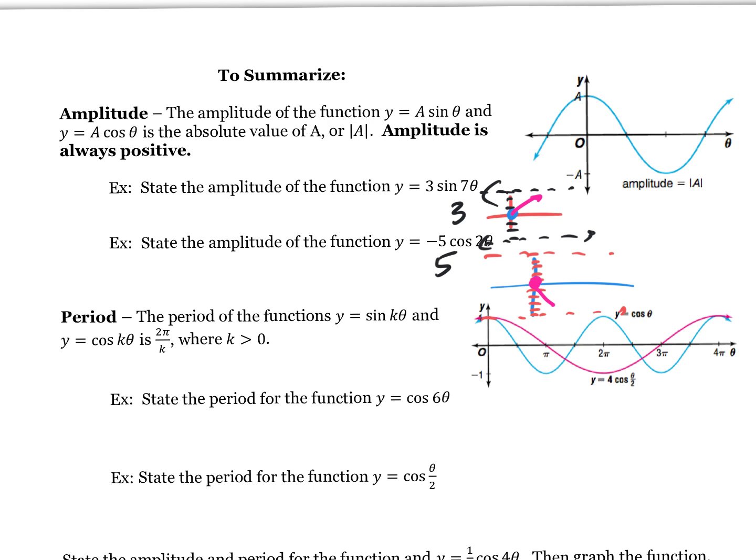Oh, snap. She said the second one's cosine. Let me back this up. Oops, it wouldn't start at the origin. So since this is cosine, this is so interesting. Up 5 and down, we'd still have up 5 and down 5. You down with that, Steffi?